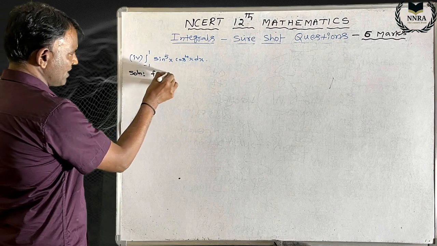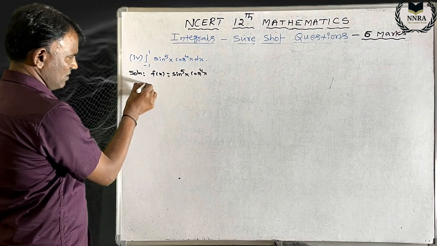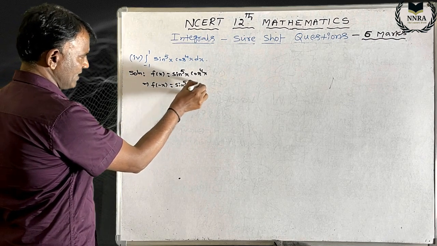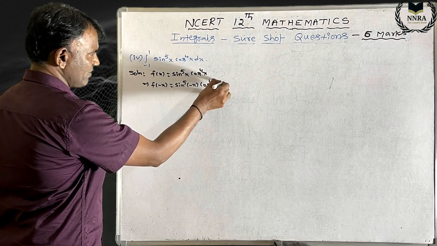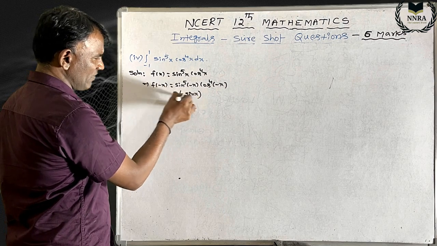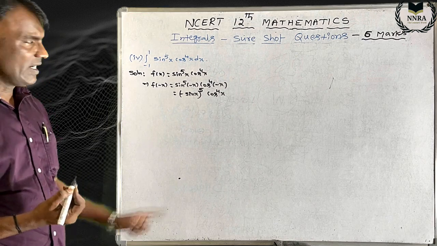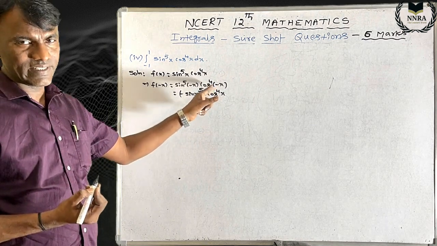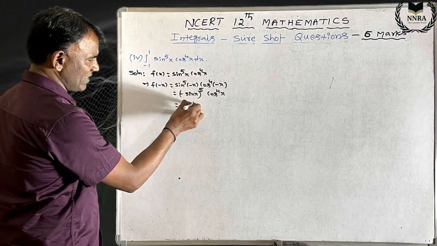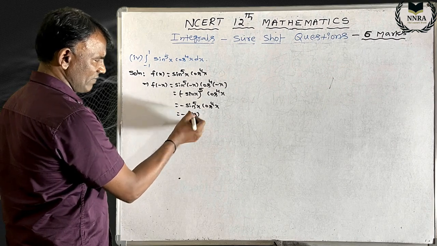Now f of x equals sin^5 x into cos^4 x. We want f of minus x. That is sin^5 of minus x, cos^4 of minus x. So this can be written as (minus sin x) whole power 5, and this can be written as cos^4 x only. Why? Because cos of minus x equals cos x, whole power 4 means cos^4 x. And it is minus sin^5 x into cos^4 x, right? That equals minus f of x.